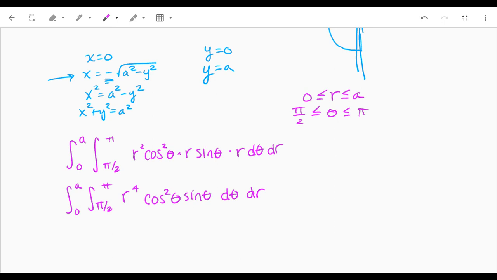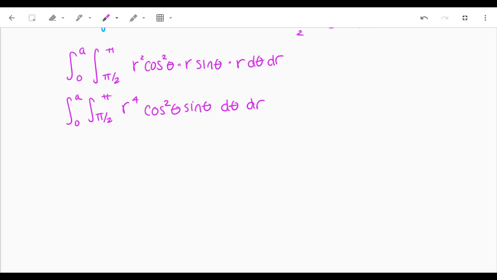We can split this then. We can separate our thetas and our r's. So the integral from 0 to a, r to the 4th, dr. Integral from pi over 2 to pi, cosine squared theta, sine theta, d theta. Okay, so we'll have r to the 5th over 5 from 0 to a. So a to the 5th over 5.